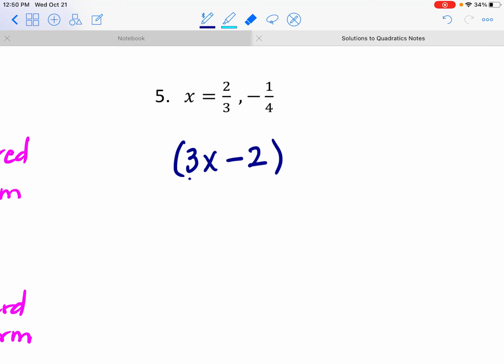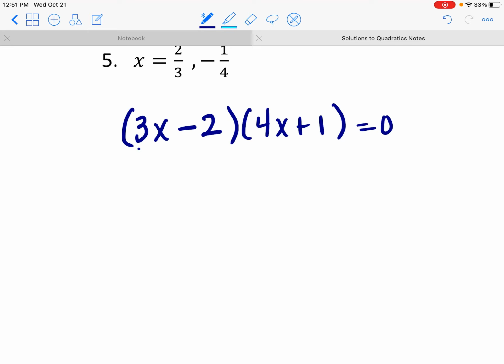So 2/3 as an answer means 3x minus 2 has to be a factor. Remember, we want the opposites. If -1/4 is an answer, then 4x plus the 1 had to be a factor. So 4x plus 1 had to be a factor. Again, the opposite of minus is plus. The opposite of divide 4 is times 4. Okay, again, bottoms up makes sense. Okay, so now this is a factored form.